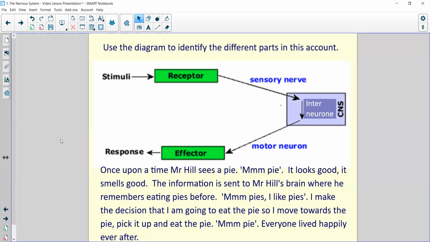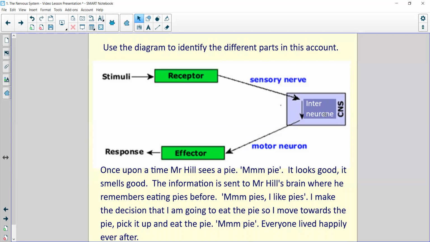So in this little story, what was the stimulus? What was the receptor that detected that stimulus? And then the decision that's been made, what is the effector? And what was the response? So in the story, the stimulus itself would be the pie, and the receptor would either have been the eyes or the nose, because it says it looks good and it smells good. So both of these will have been involved, and they will have sent the information to the brain along this sensory nerve or sensory neuron.